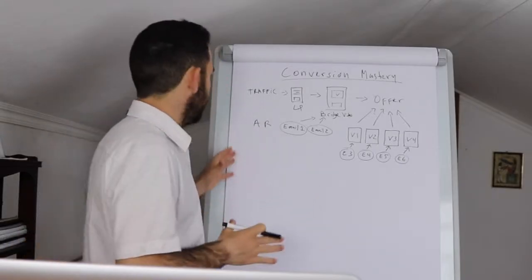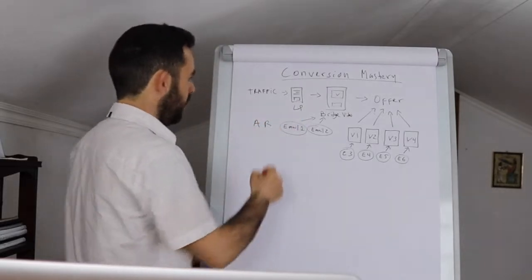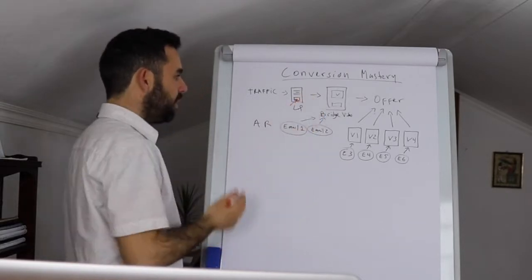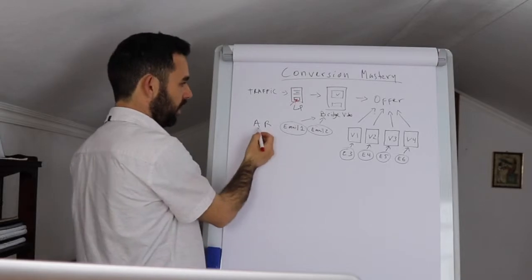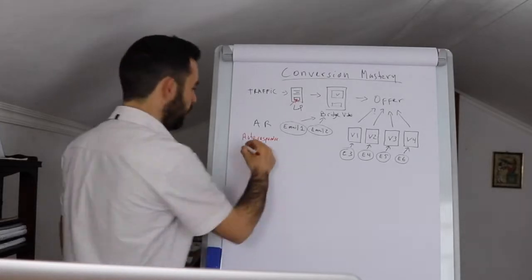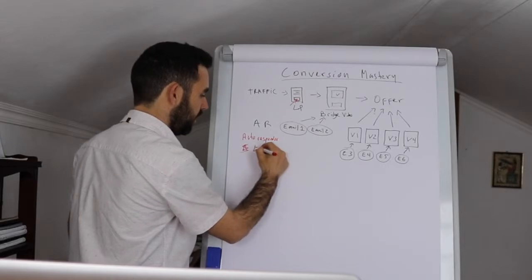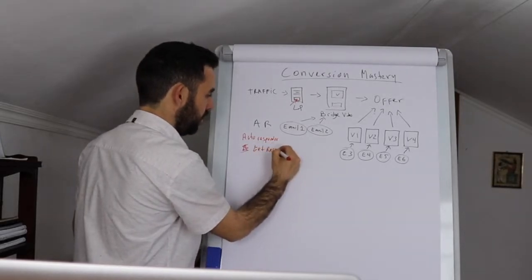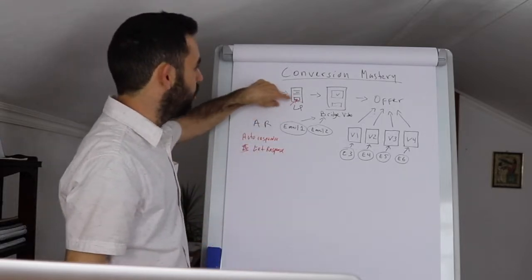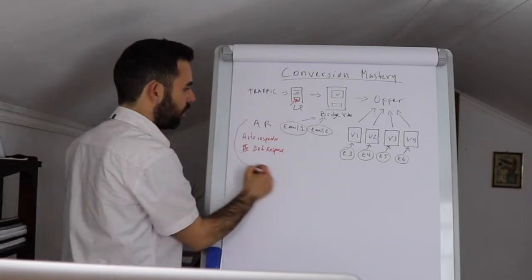So now let me break this down. The traffic comes in, the eyeballs, people come into your landing page. Now they put here their email, right? And their email will come here to your autoresponder. By the way, I use GetResponse. So the traffic comes to the landing page, they put in their email, and I get their email here on my autoresponder.